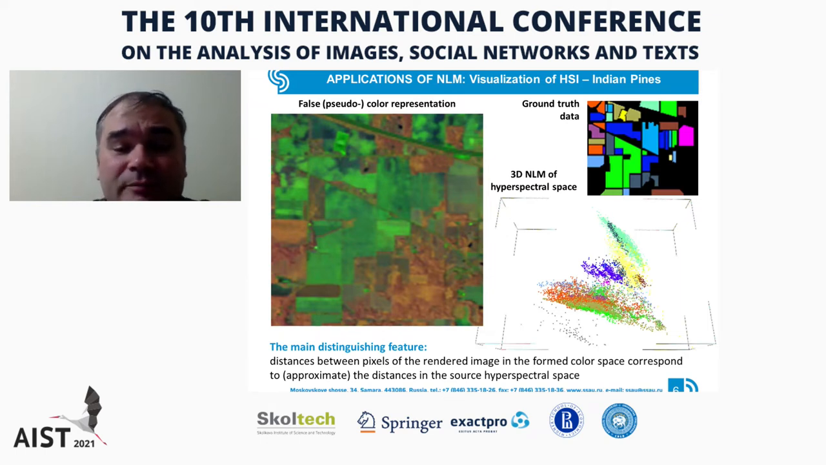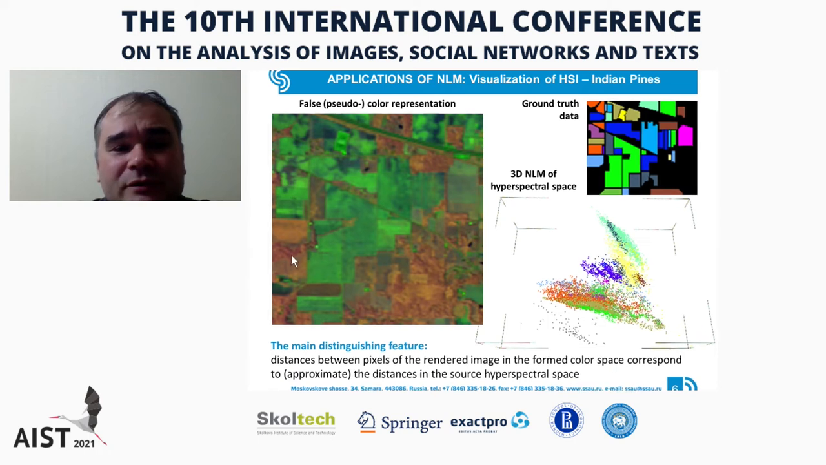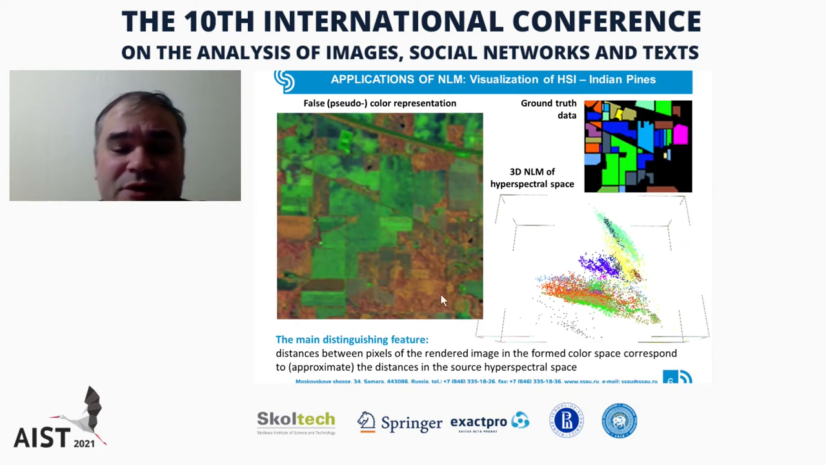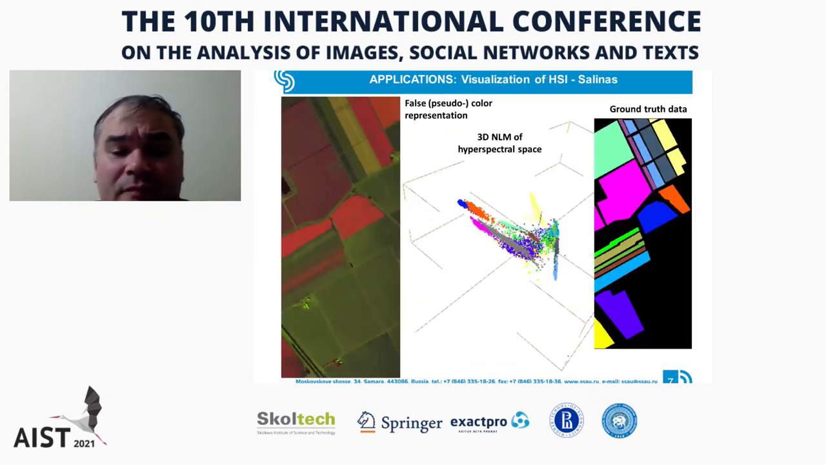So for example, we can build such pseudocolor representations where the distances between the points in the formed color space approximate the distances in the source multidimensional hyperspectral space. Also, we can visualize hyperspectral spaces in three, for example, or two dimensions. This is another example. By the way, we expect that pure members are located in the corners of these point clouds, and the pure members correspond to separate classes or materials which are depicted in the hyperspectral image.